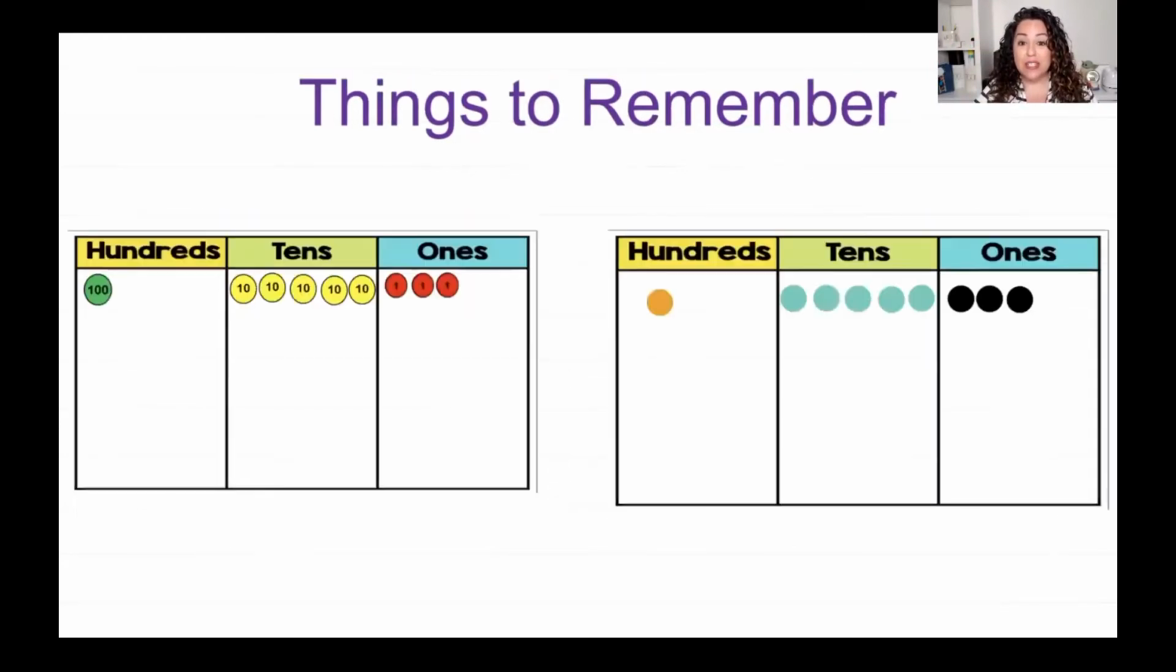So another thing to remember, today we're going to be working on place value mats, but we are used to seeing the place value mat look like this with hundreds, tens, and ones chips. Today we're just going to be using colored dots. And when you have a colored dot in the hundreds column, it's the same thing as having a 100 place value chip. If it's in the hundreds place, it's 100.